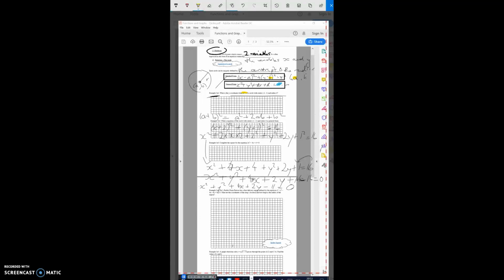If you're thinking, well, where did she get this from? X squared there, x squared there, y squared there, y squared there, 4x is there, 4x is there, 4 is there, 4 is there, 1 is there, 1 is there, 2y is there, 2y is there. That's where everything comes from. That's that one. Not too bad, just a bit of expansion.